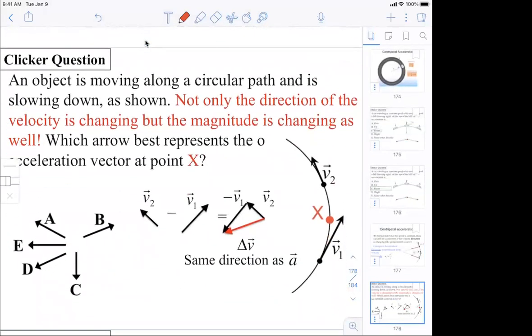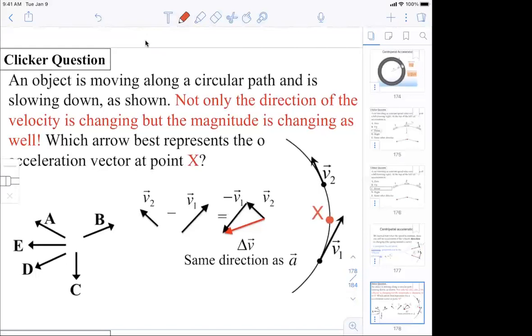In this case, we have an object that's moving along a circular path, and I'm showing velocity at two different times. One is v1, which you can see is in this direction, v2 is in this direction, but v1 is also bigger than v2. So not only is this object curving around, it is also slowing down. So which of these arrows, A, B, C, D, E, best represents your acceleration at point X? Imagine X is a point in between V1 and V2, okay?